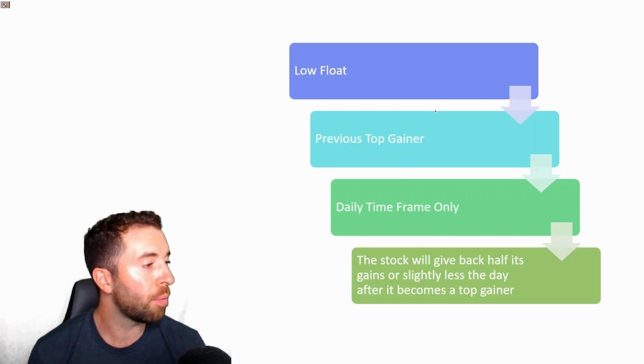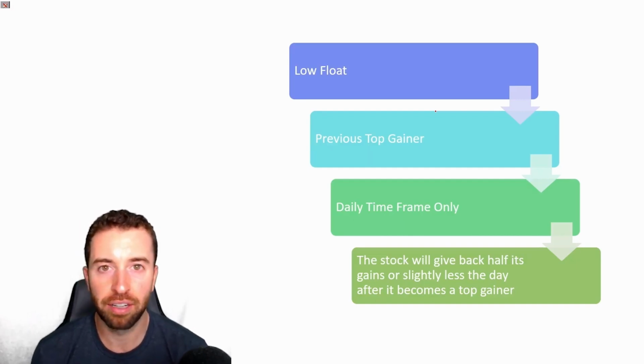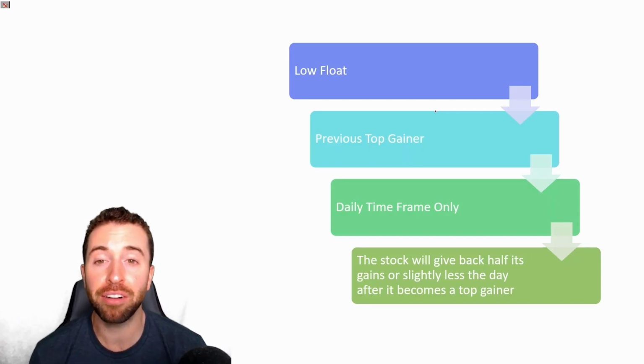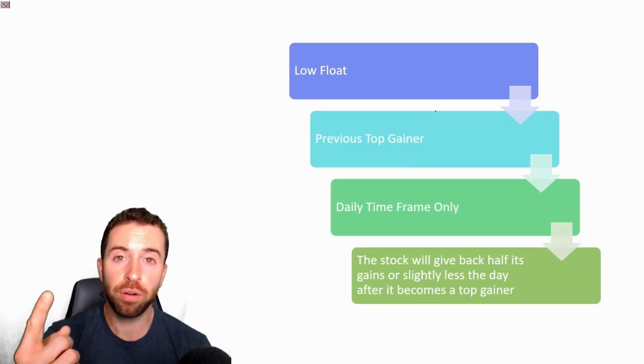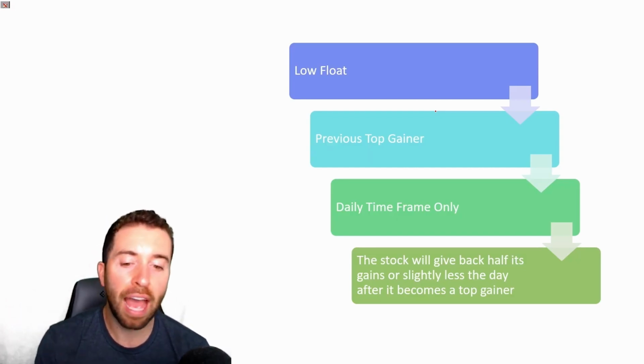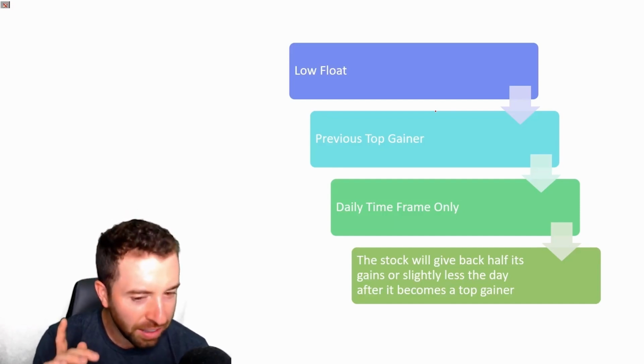The next one that I want you guys to study is going to be the mid-candle breakout pattern. The mid-candle breakout pattern is one of my favorite breakout patterns there are. It's when we have a low float, a previous top gainer. This one's a little bit different though. It only happens on the daily time frame, not the 1, 2, 3, 5 minute, only on the daily time frame.